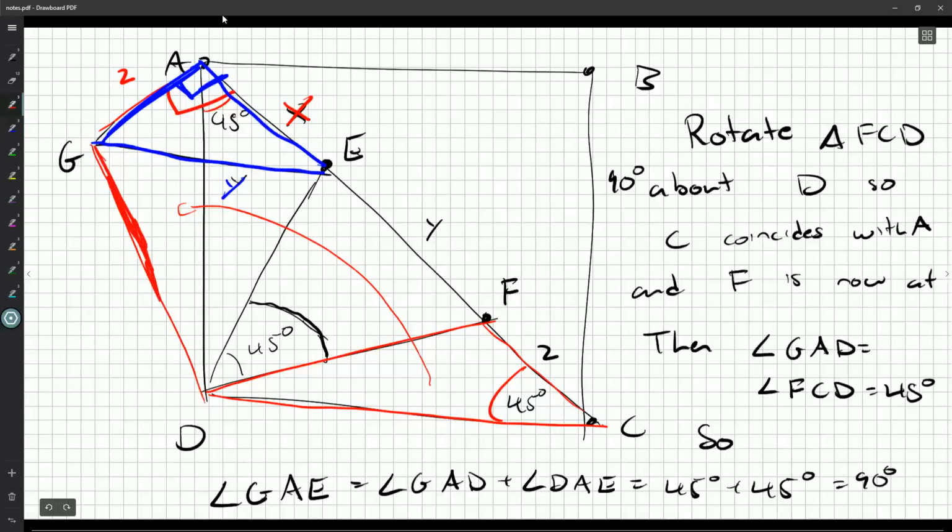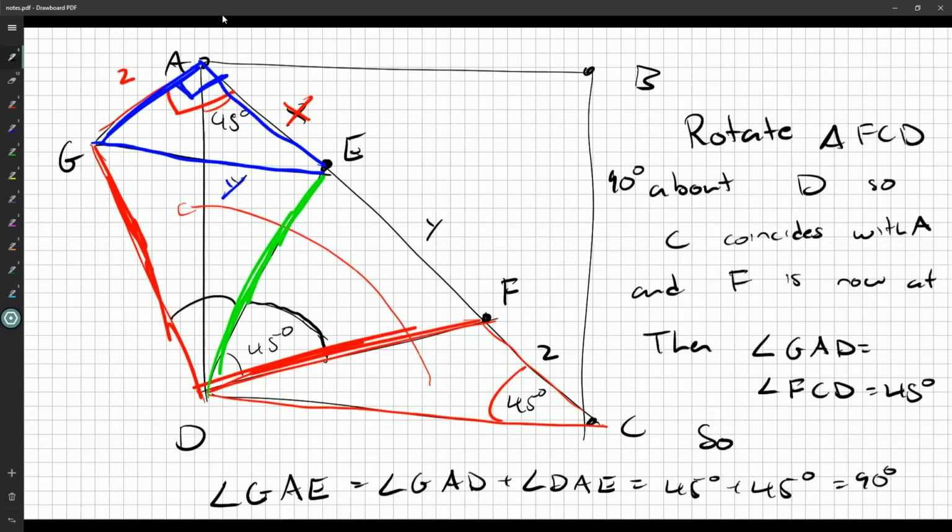Oh, well, this line is the same as this line, and it's got that length in common. If I can show that this is 45 degrees as well, then I've got side angle side symmetry, and so GDE would be the same as FDE. And then GE would have to be the same as FE, which we already know is Y. Okay. So what are we going to do?